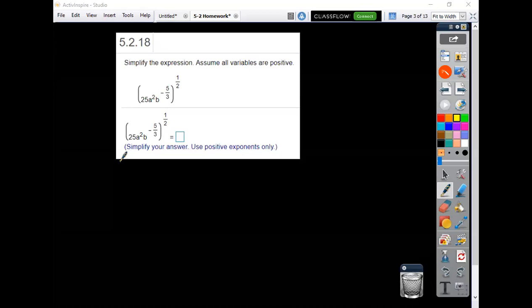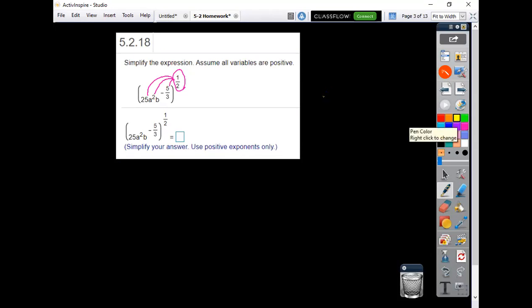So this 1/2 in that exponent out here has got to get distributed onto this 25, onto that 2, and onto this -5/3 is what we need to do here.